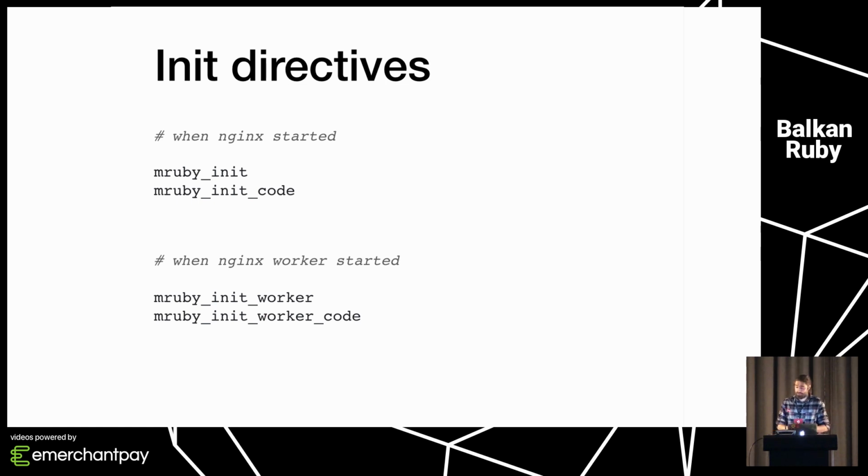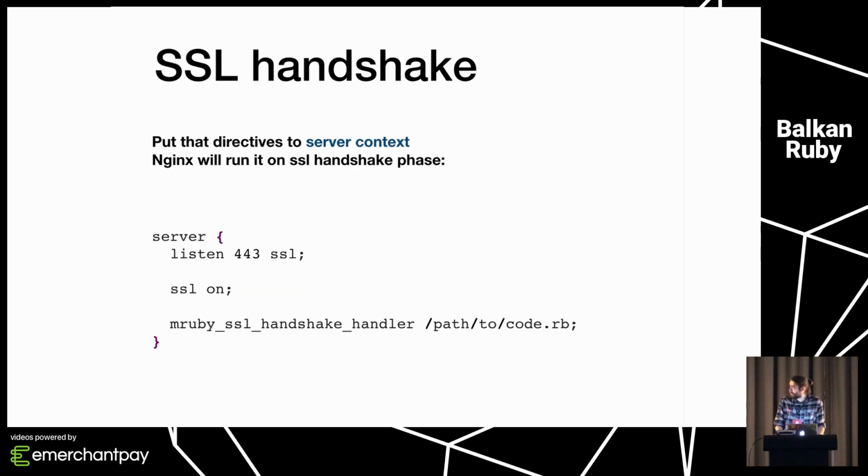Okay, it's useful to write some code when your Nginx is starting, and there are two directives. The first is Mruby init, when your Nginx is starting, and the second is Mruby init worker, which will execute it per each Nginx worker. The next is SSL handshake directive. This is very useful if you need to change your certificates dynamically, like in my case. You have to put this directive in your server context and just path to your script.